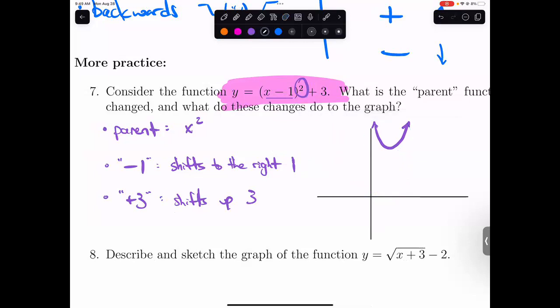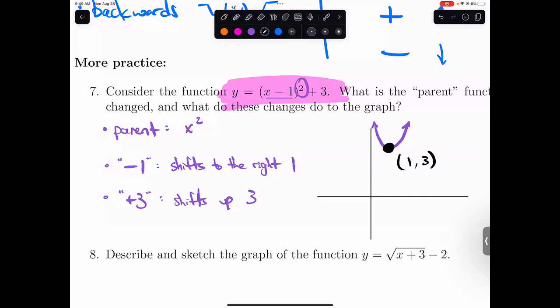So this point would be where? It used to be at 0, 0. Now it's at 1, 3. The x coordinate went to the right, so that's from 0 to 1. The y coordinate went up, so from 0 to 3. So now it's at 1, 3. Technically, in interval notation, you use brackets, but whatever. I'm just marking the point. So points are always parentheses.